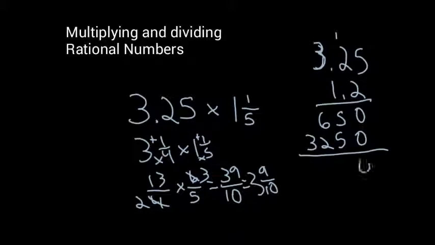Add this up. 0, 0 makes 0. 5 plus 5 is 10. 1 plus 6 is 7. Plus 2 is 9. And bring down that 3. Now I have 1, 2, 3 digits behind the decimal in my problem. So I have 1, 2, 3 digits behind my decimal in my answer. So I get an answer of 3 and 9/10. So I got the same answer either way.